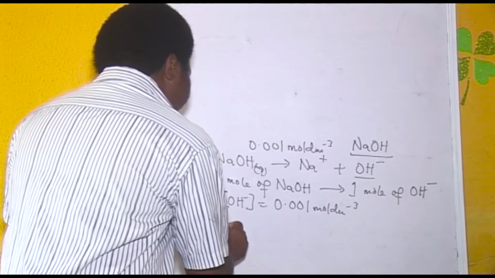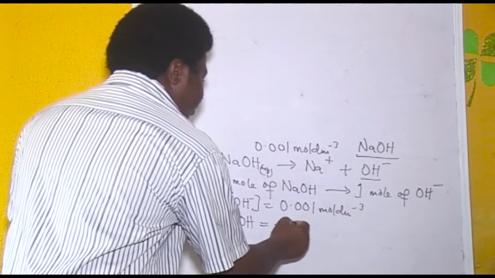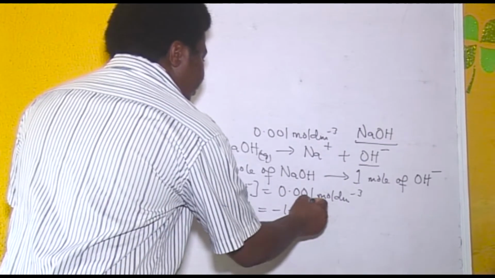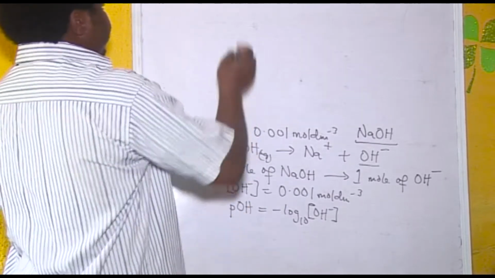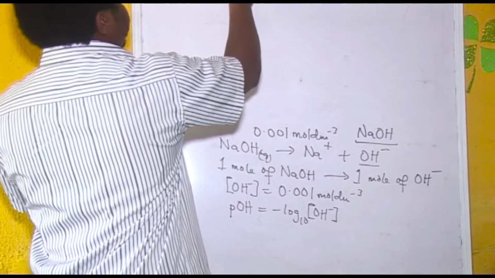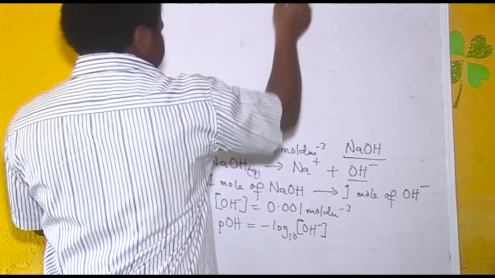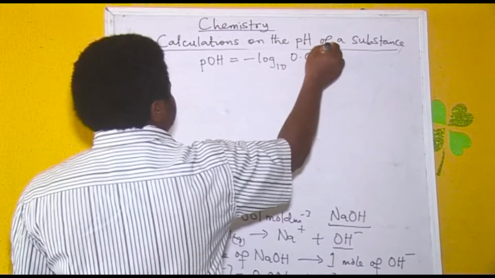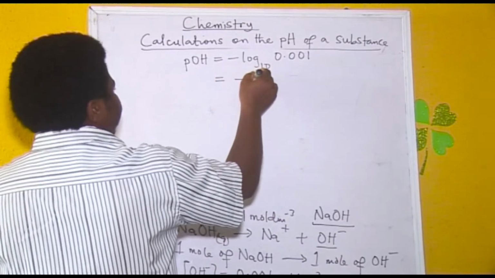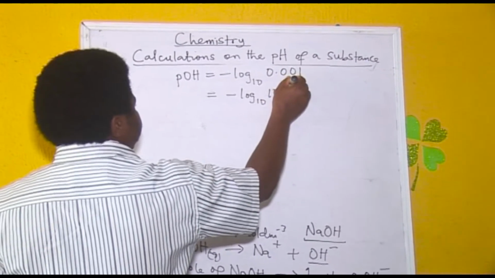So I said we can't directly calculate the pH. It is the pH we can calculate based on the supplied information. So I'll continue from here. The pOH of that substance will now be minus logarithm to base 10 of the hydroxyl ion concentration. What is the hydroxyl ion concentration? 0.001. And mathematically, this can be written as 10 raised to power minus 3.